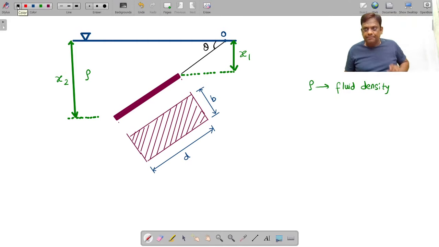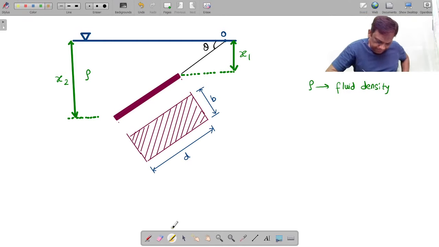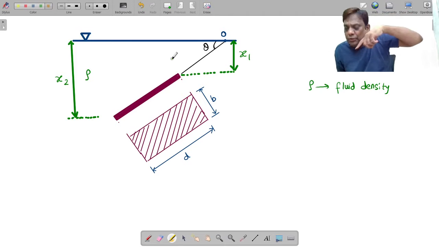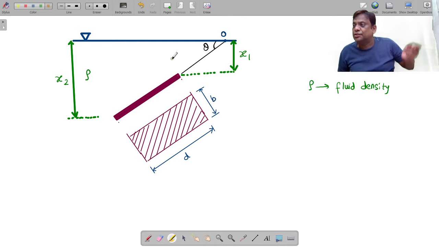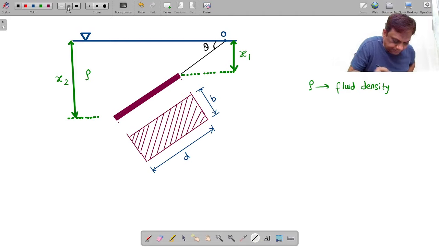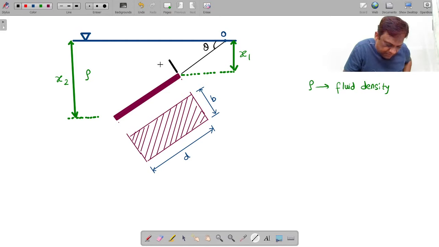Now stop, my dear friends. Can you tell me, here the fluid will exert a pressure, and how is that pressure? Pressure is always normal to the surface. So look at this surface, my dear students. I will show the normal. To this surface, it will be normal.